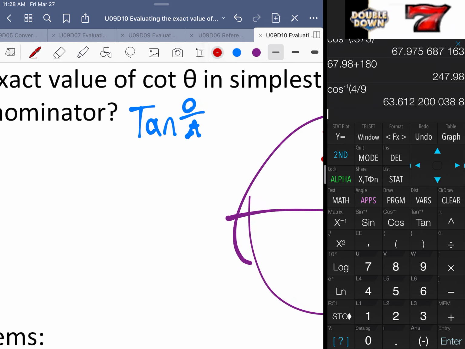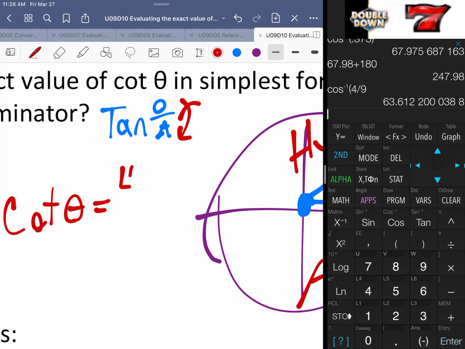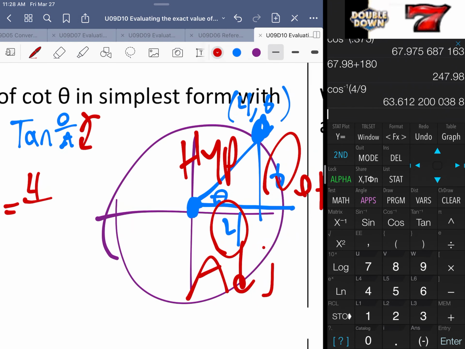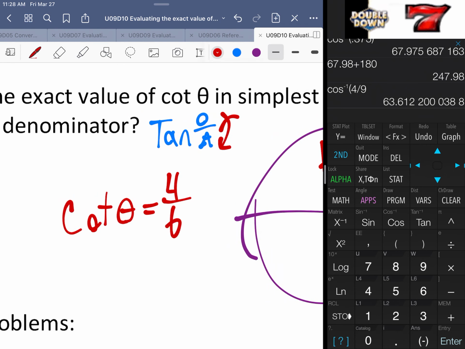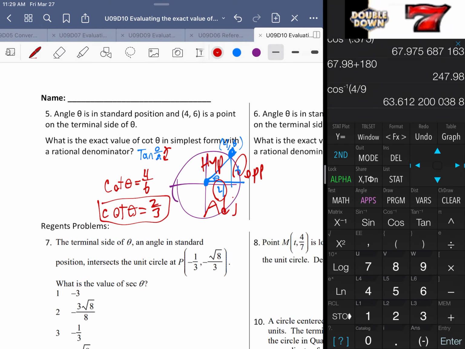So we're going to do cotangent, which is just this upside down. So the cotangent of theta is equal to the adjacent, which was 4, divided by the opposite, which is 6. We should simplify that to cotangent of theta is equal to 2/3. And that's pretty much that.